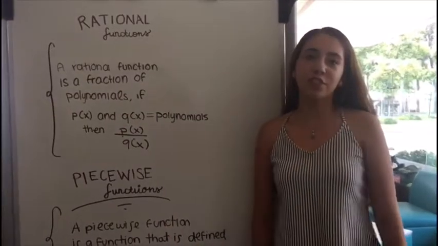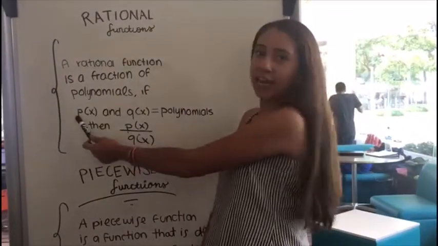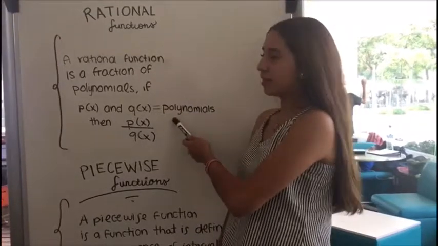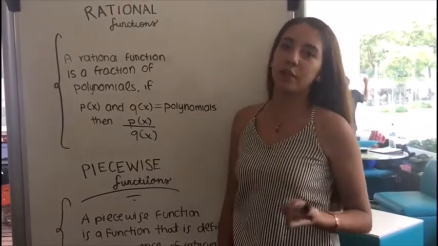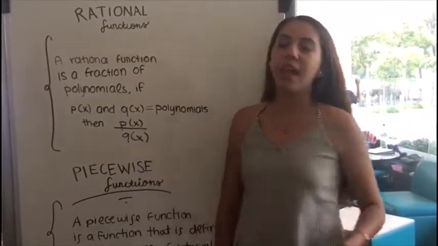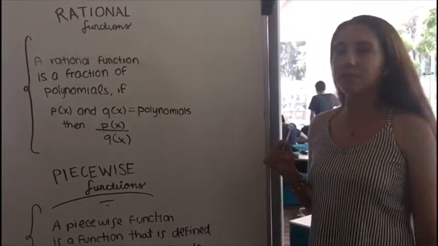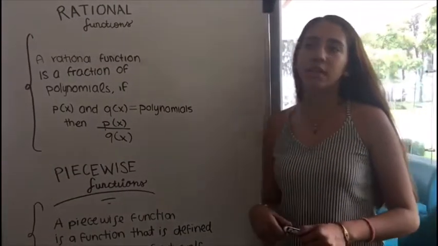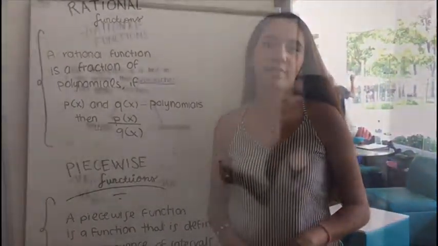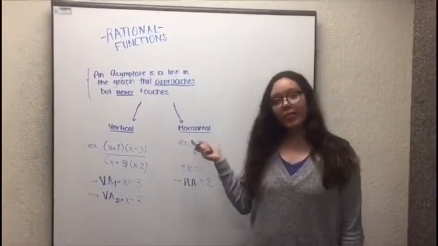A rational function is a fraction of polynomials. So if we have p(x) and q(x) as the polynomials, then the formula would be p(x) divided by q(x). And a piecewise function is a function that is a sequence of intervals, and most of the time they have restrictions. Asymptotes. An asymptote is a line in the graph that approaches but never touches.